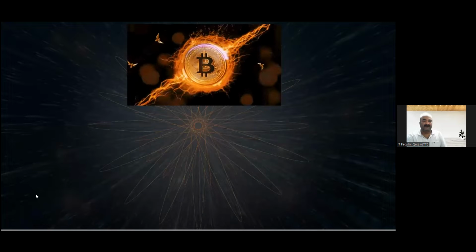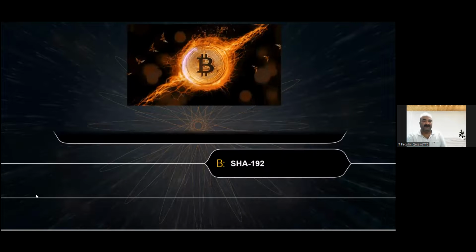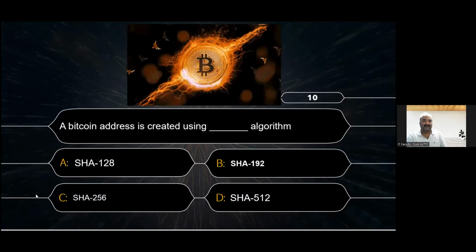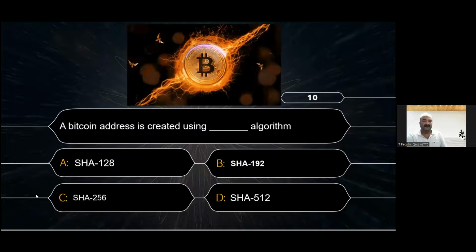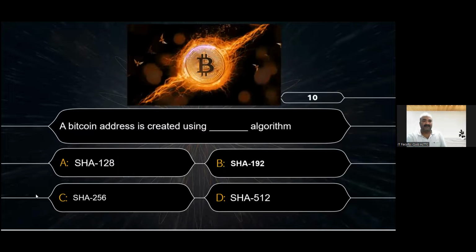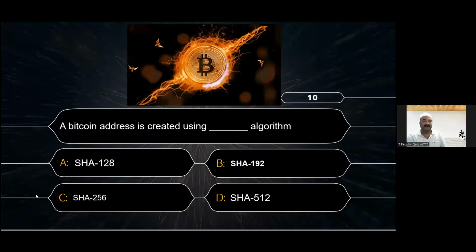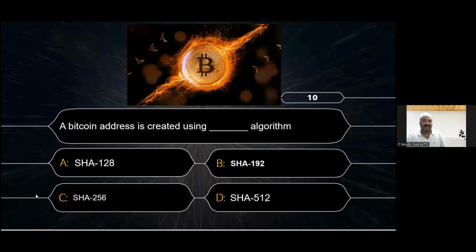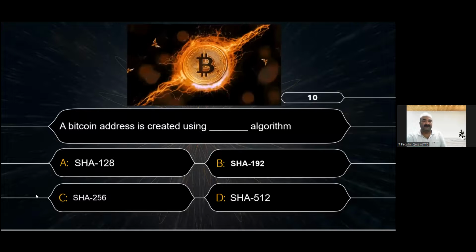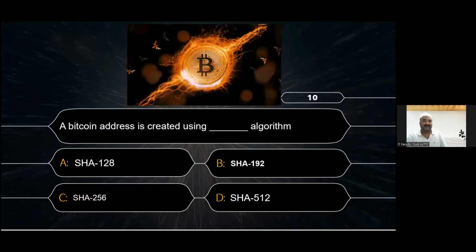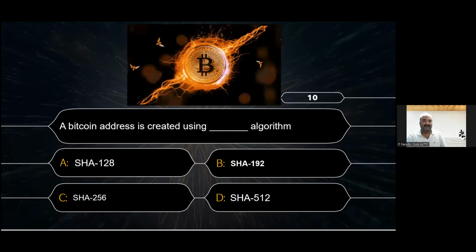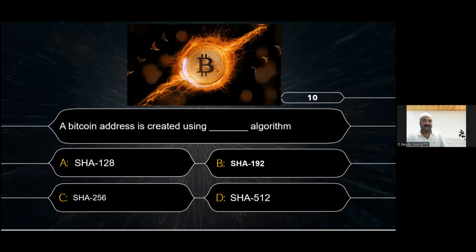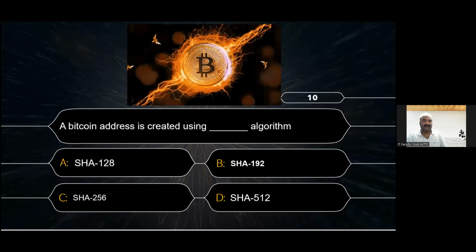Okay, now it's time for the next question. A Bitcoin address is created using the dash algorithm. The options for this are SHA-128, or is it SHA-192, SHA-256, or is it SHA-512? Bitcoin addresses are created using dash algorithms. So which kind of algorithm does Bitcoin use?